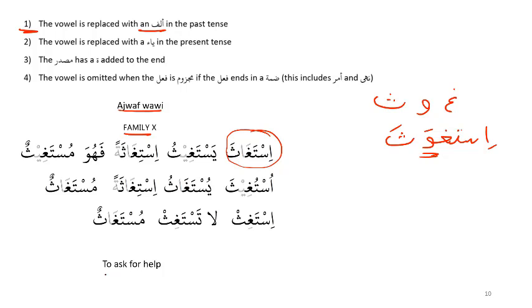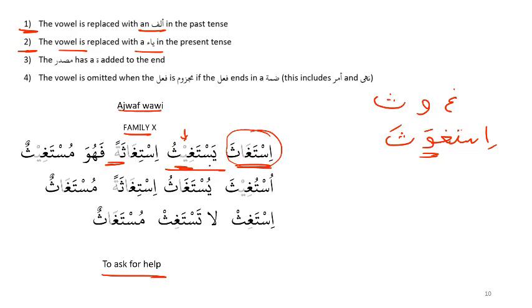So this word, by the way, means to ask for help. In general, these form 10 verbs mean to ask for something. So istaghatha means to ask for help. This is roughly similar to istansara. So istaghatha, then yastaghithu. Why do we have a ya over here? That's based on rule number 2, that in the mudare, the vowel is replaced by a ya. So that's what's happening here. And we have ta marbuta at the end.